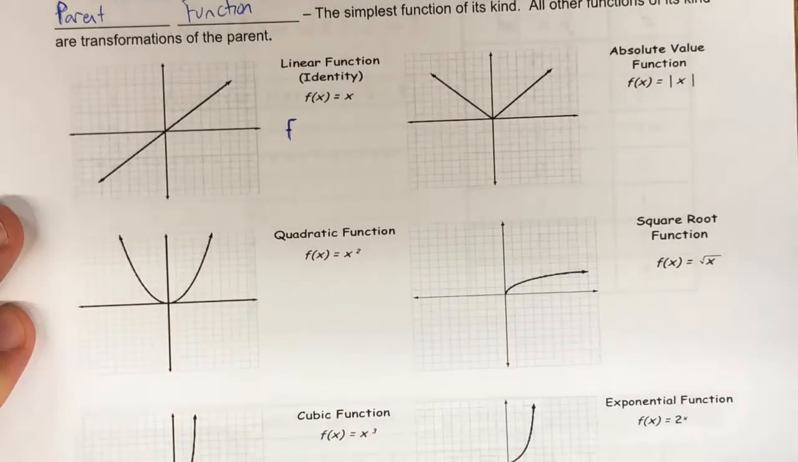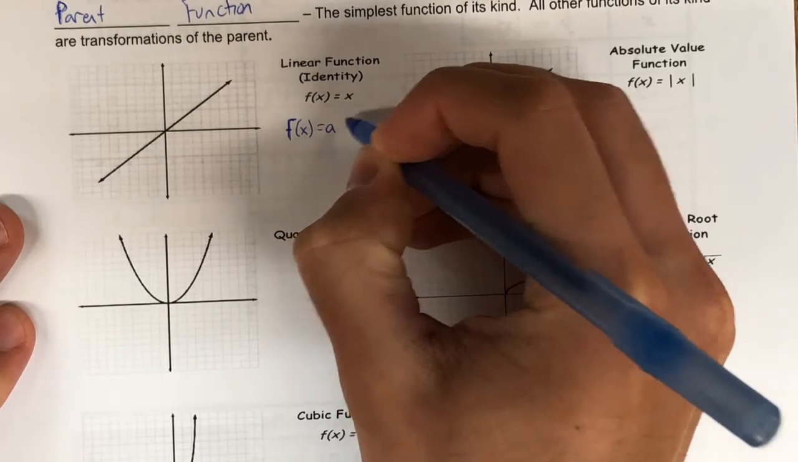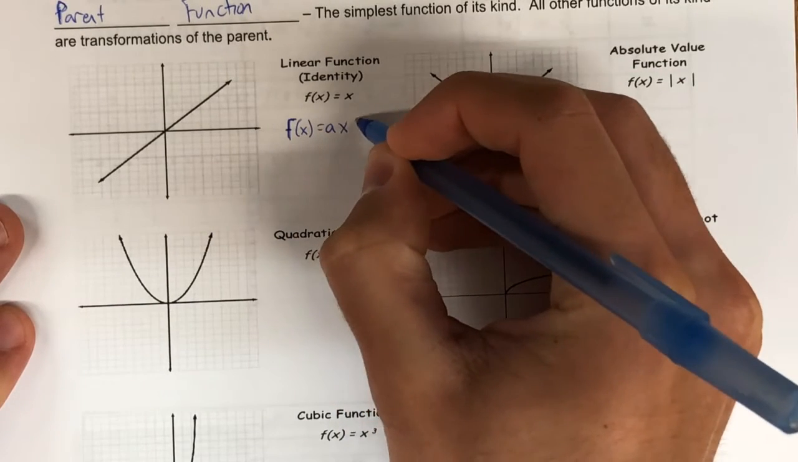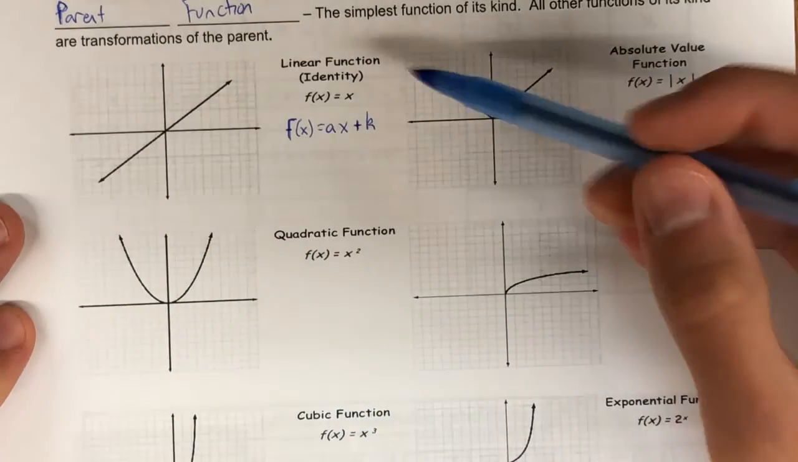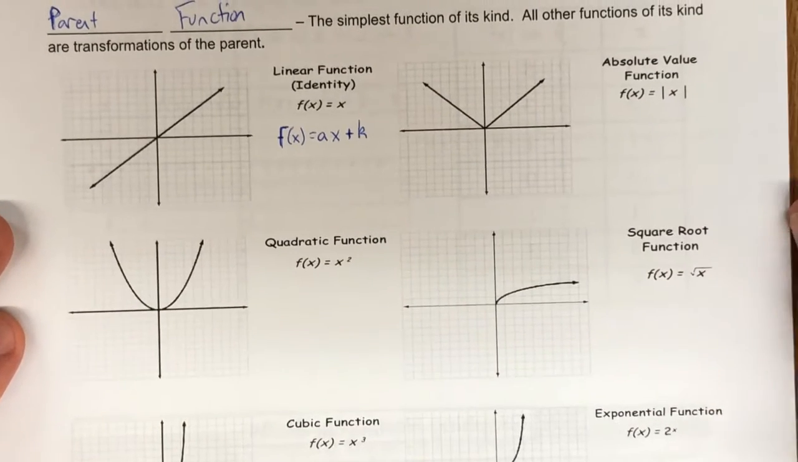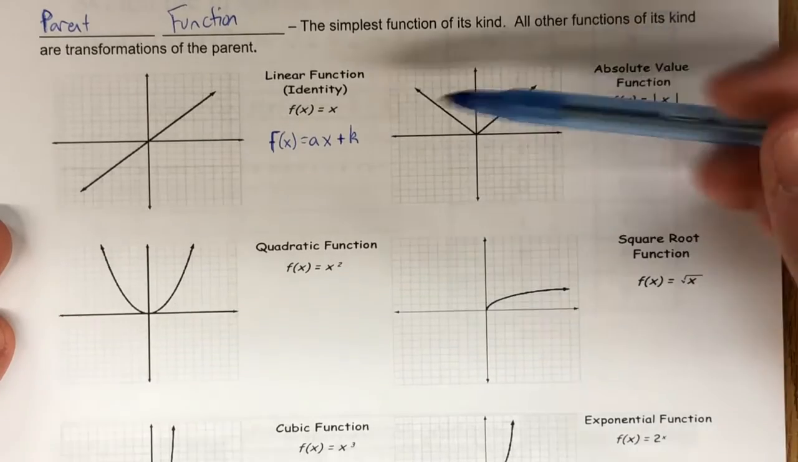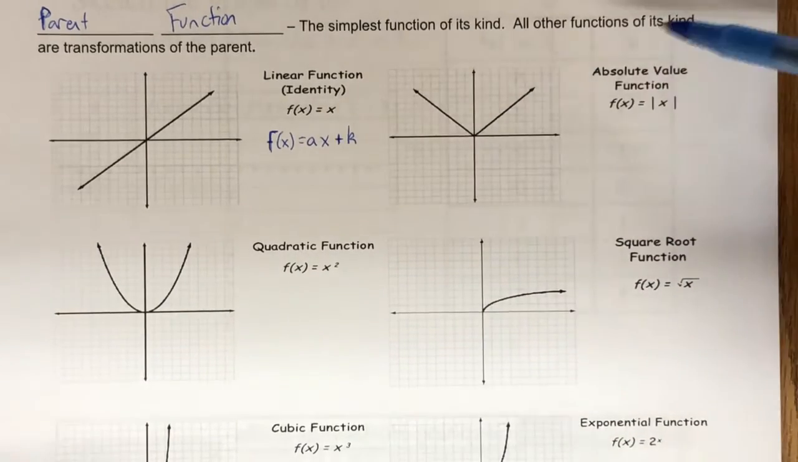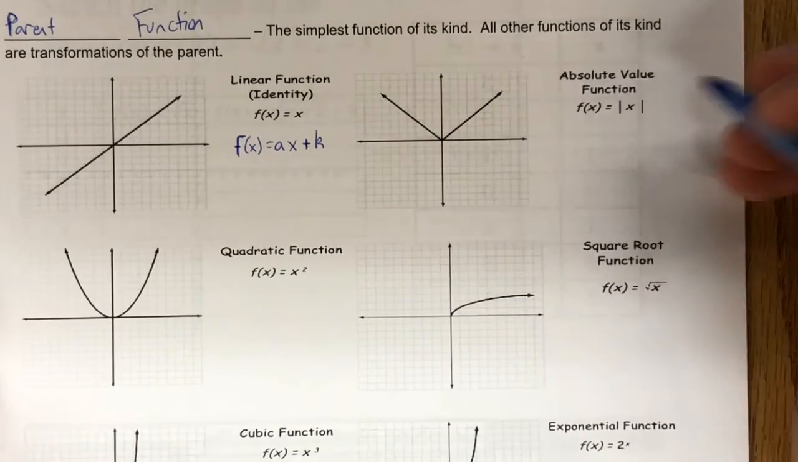Any sort of transformation we put on that, for linear functions, we can have f of x equals ax plus k. So what this means is we can have multipliers on x and we can add or subtract things. That's the only real things that can really happen with linear functions in terms of transformations. And we'll reference what these a and k mean, as well as some other letters.